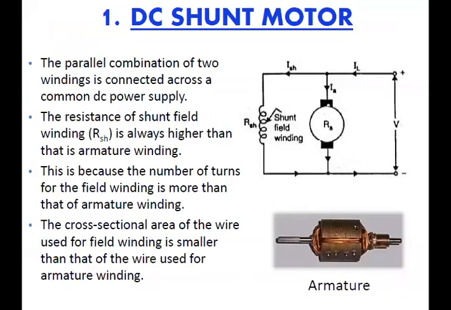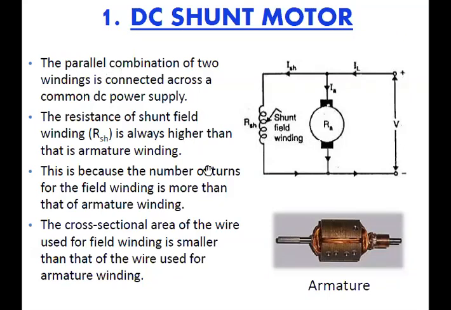Coming to the DC shunt motor, we have to place the shunt field resistance, which is in parallel with the armature winding. This is the armature winding. Always we have to represent the armature winding in the motor only. We have to represent the shunt field winding across the armature winding. So for this connection, we have to place it in parallel with the voltage source.